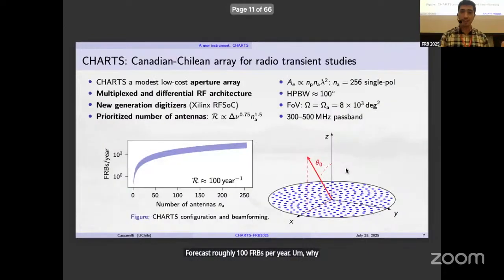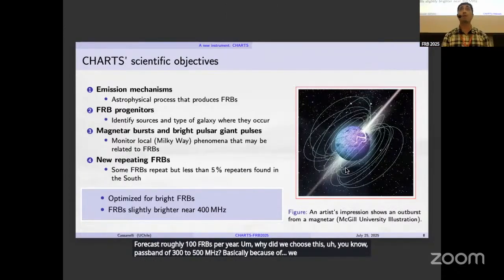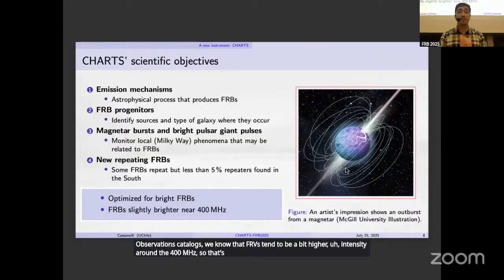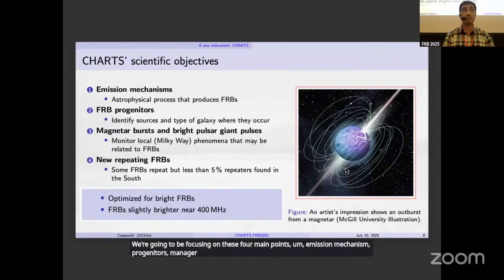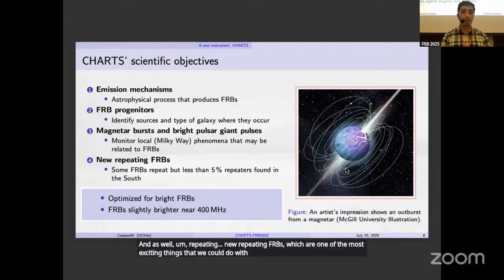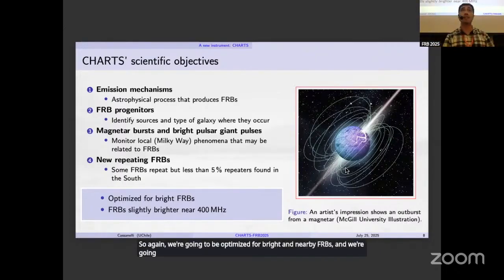Why did we choose this passband of 300 to 500 megahertz? Basically because we know from previous observations and catalogs that FRBs tend to be a bit higher intensity around 400 megahertz. So that's why we chose that section. We're going to be focusing on these 4 main points: emission mechanism, progenitors, magnetar bursts or any other exotic event from the galaxy, and as well new repeating FRBs, which are one of the most exciting things that we could do with multi-frequency observations. So again, we're going to be optimized for bright and nearby FRBs, and we're going to be operating in this band of 300 to 500 megahertz.